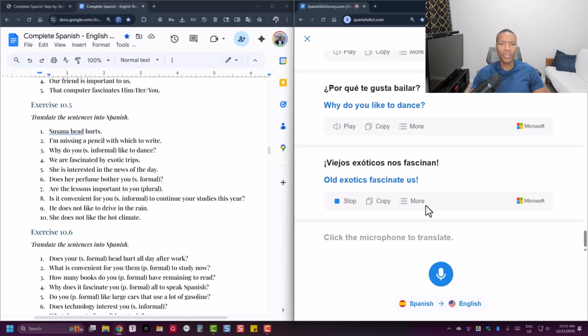Old exotics fascinate us. I did say viejo, didn't I? Viajes.